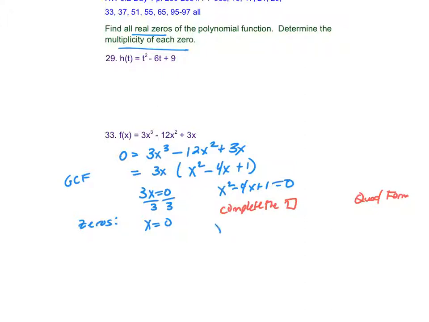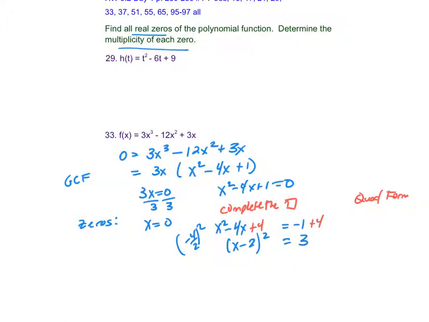So completing the square, I would do x squared minus 4x, and I would bring the negative 1 to the other side. To complete the square, the value that we need to add is b over 2, so that's negative 4 over 2 squared. So I'm going to add 4 to both sides of the equation. Now the left side is a perfect square trinomial that factors as x minus 2 quantity squared. The right side of the equation is 3.